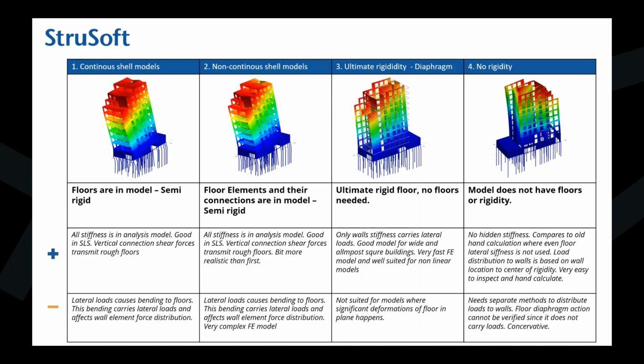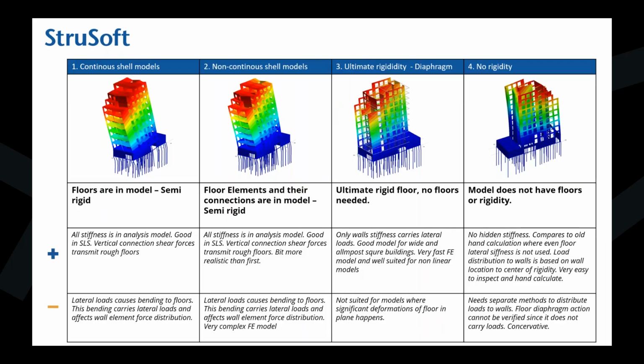The second is a bit unique. It's a non-continuous shell model, what you already have seen on previous pictures. So it means that every single hollow core is a separate finite element model, and it's connected with edge connections to the others. And even that's semi-rigid. Third one is ultimate rigidity.